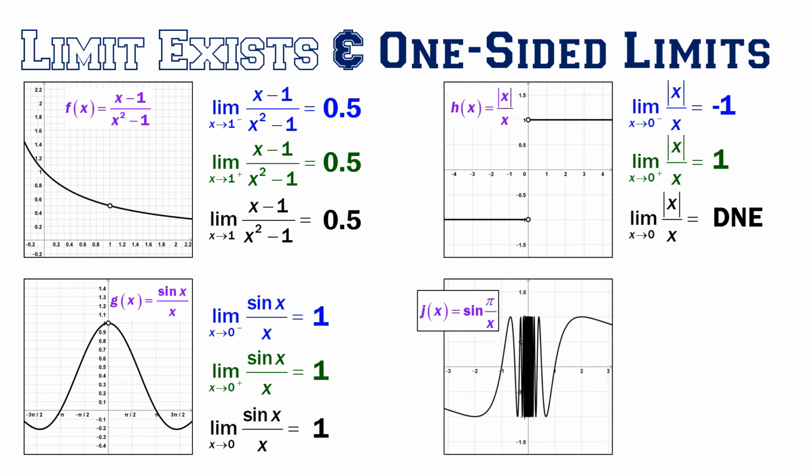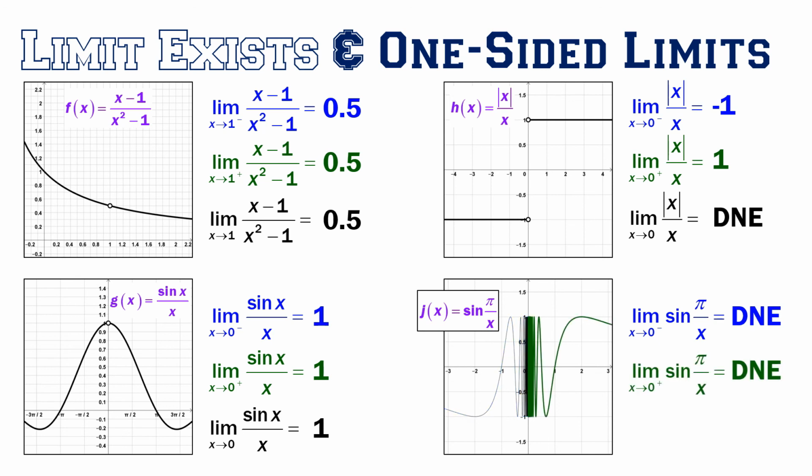And finally, j of x equals sine of pi over x. The left-hand limit does not exist because it oscillates. Right there, that would be enough for us to say that our limit overall does not exist. But, just to show you that the limit on the right side does not exist either, and again, it doesn't matter which side does not exist. Once one side does not exist, the whole limit as x approaches 0 does not exist.